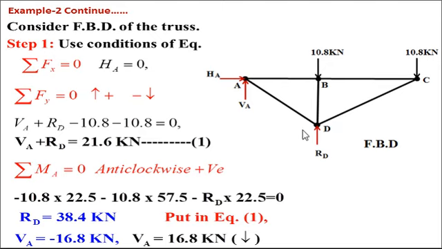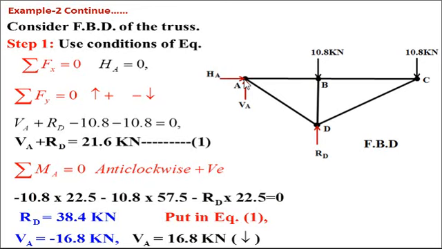D is a roller, so one unknown. A is a hinge, so two unknowns. Okay. So by taking conditions of equilibrium, first of all find out these external unknowns HA, VA and RD. Take ΣFx = 0, you will get HA. Take ΣFy = 0, you will get the equation VA plus RD minus 10.8 minus 10.8 equal to 0, that is VA plus RD equal to 21.6. So we will get equation 1.